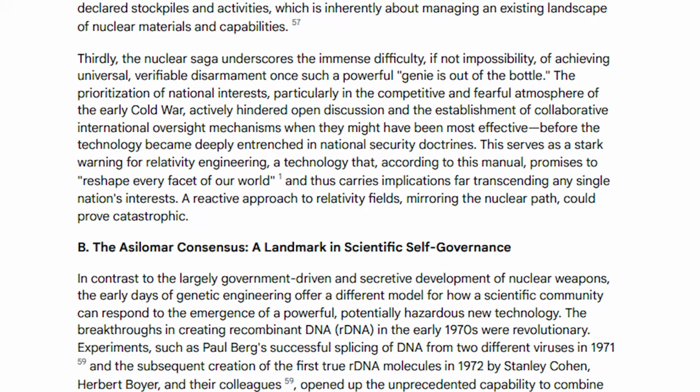B. The Asilomar Consensus, a landmark in scientific self-governance. In contrast to the largely government driven and secretive developments of nuclear weapons, the early days of genetic engineering offer a different model for how a scientific community can respond to the emergence of a powerful, potentially hazardous new technology.